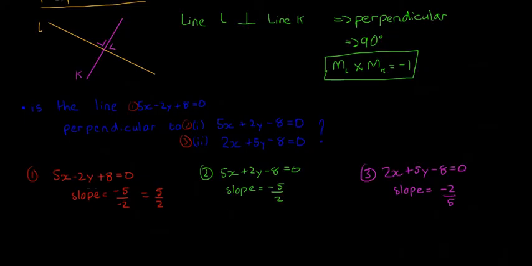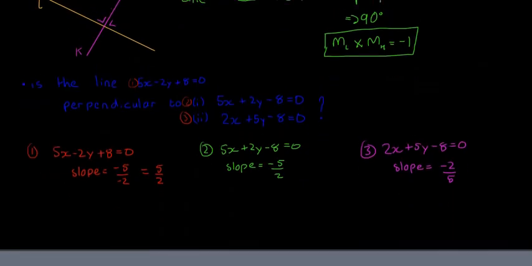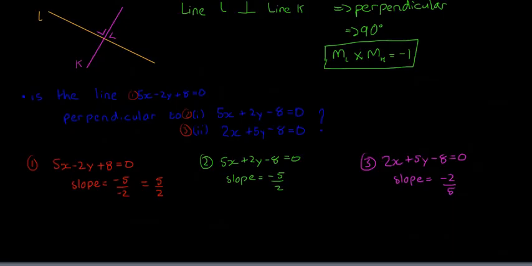Now I have to check, is line 1 perpendicular to this one or this one? We're going to use this rule again, m L by m K. So m1 multiplied by m2. m1 is 5 over 2, the slope of line 1, and m2 is minus 5 over 2, the slope of the second line. Is that equal to minus 1? No, it's equal to minus 25 over 4. So that means not perpendicular.